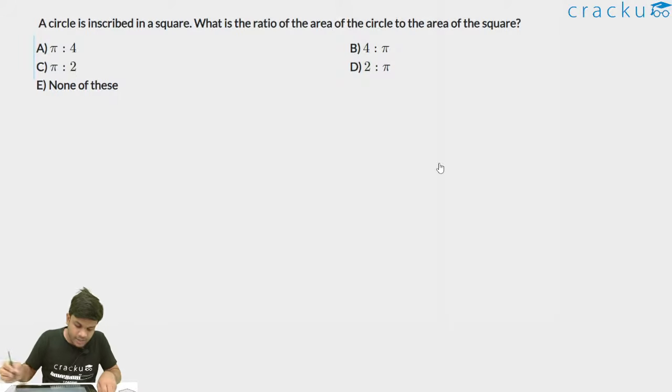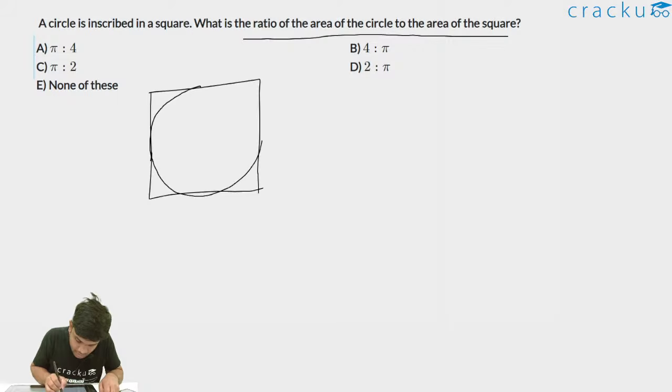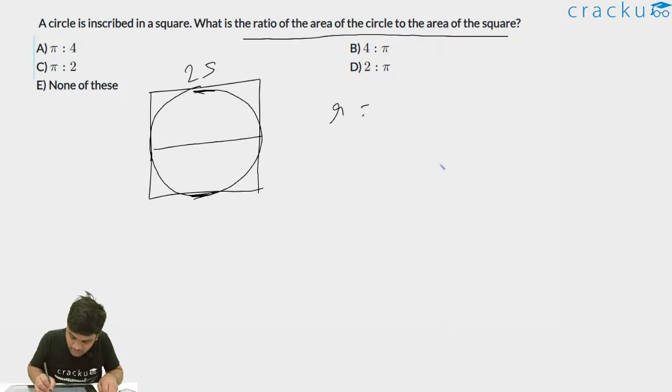Now in this question, it is said that a circle is inscribed in a square. What is the ratio of the area of circle to the area of square? So let's take this as a square. And a circle is inscribed inside it. It went a little outside, no problem. So let's take the side of the square as 2s. It is just for the sake of simplicity. So that means the diameter of the circle will also be 2s. So radius of the circle will be s.